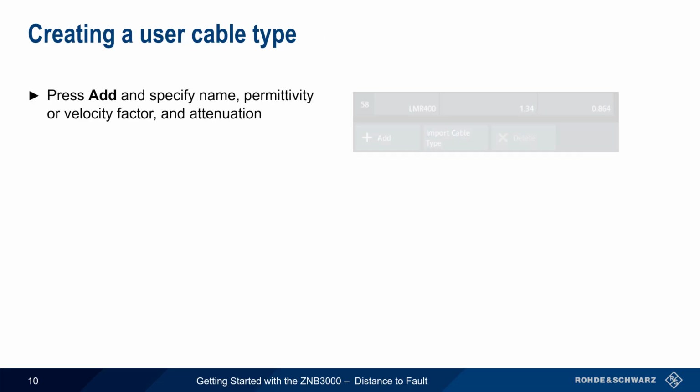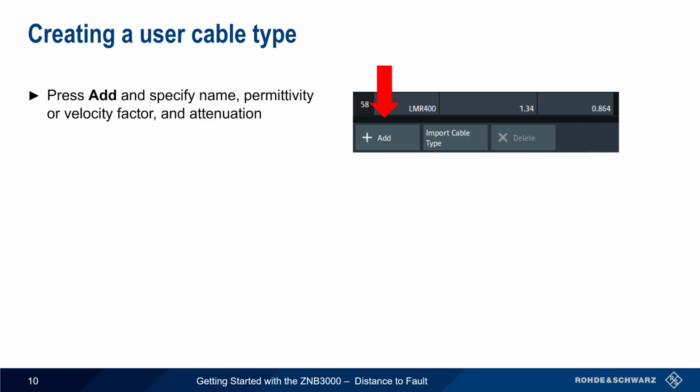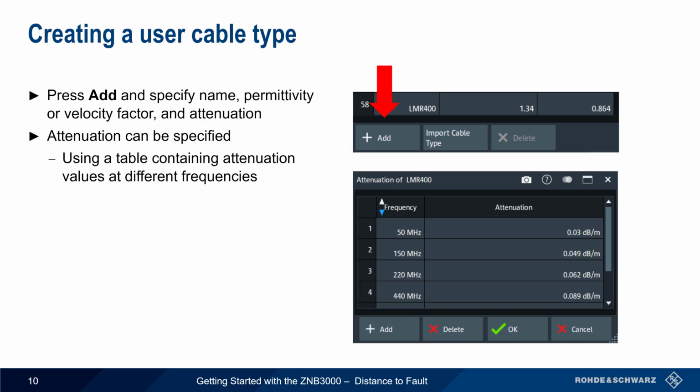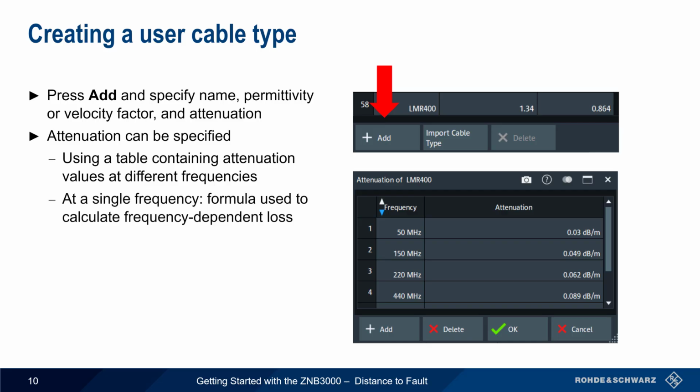To add a new cable type, simply press Add and specify the values we just discussed. The cable attenuation can, however, be specified in two ways. The most common and the most accurate of these is using a table that contains attenuation values in dB per meter at different frequencies. The ZNB will interpolate values between these frequencies. The other method is entering a single frequency value and letting the ZNB3000 calculate frequency-dependent loss.